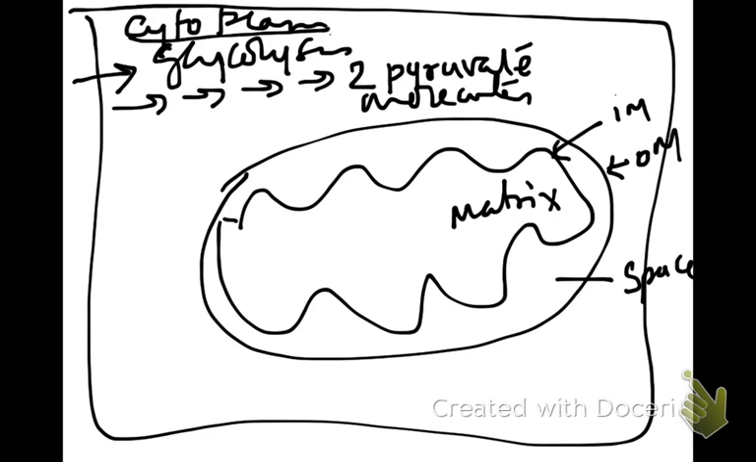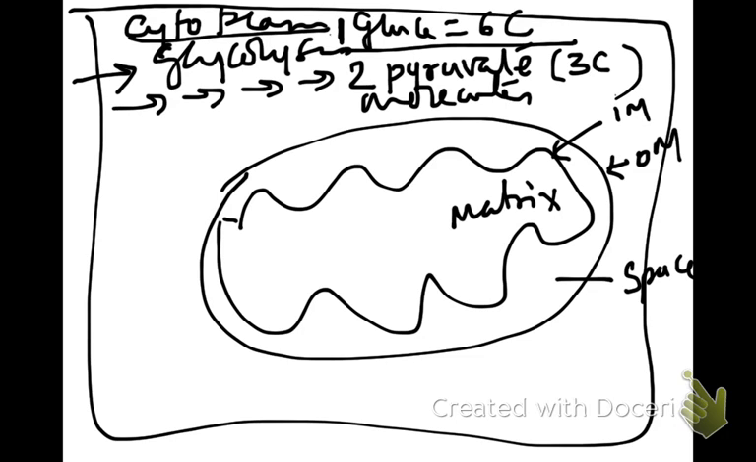Okay, and so glycolysis means what? Glucose, right? And glucose is a 6 carbon. So 1 6 carbon molecule, 1 glucose molecule, gives me 2 pyruvate molecules, and each of them is a 3 carbon. So this is what I get at the end of glycolysis.